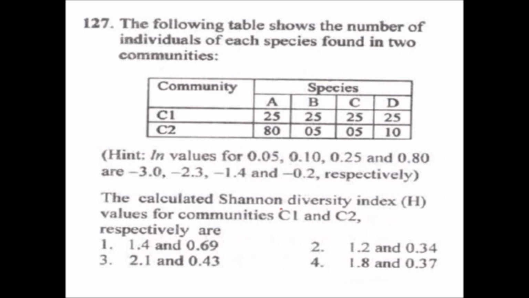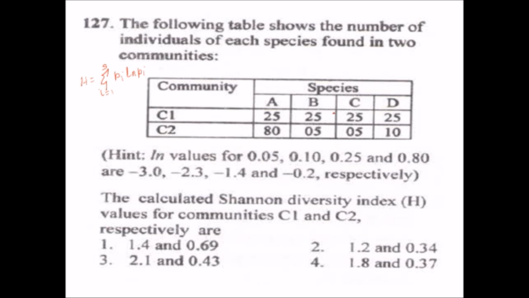So what is the formula to calculate it? Actually, diversity index H is equal to the summation, where i is the number of species, from 1 up to S, of Pi multiplied by log of Pi, where Pi is the proportion of the population made up of species i, and S is the total number of species in a sample.